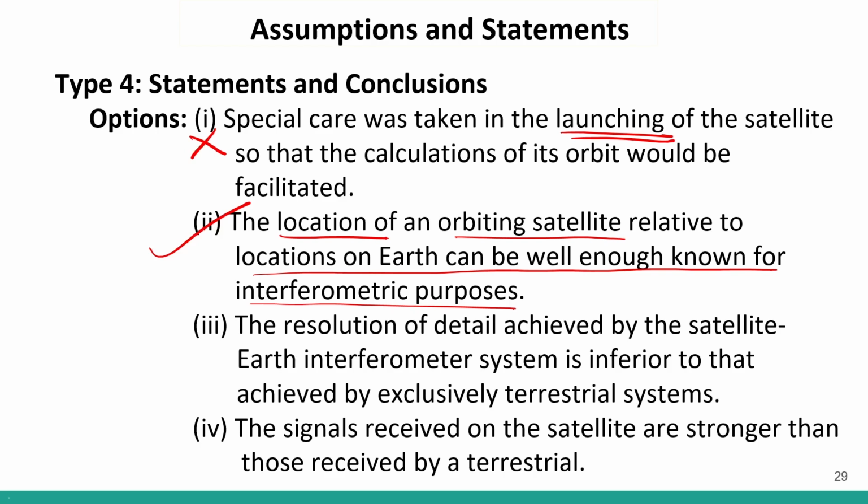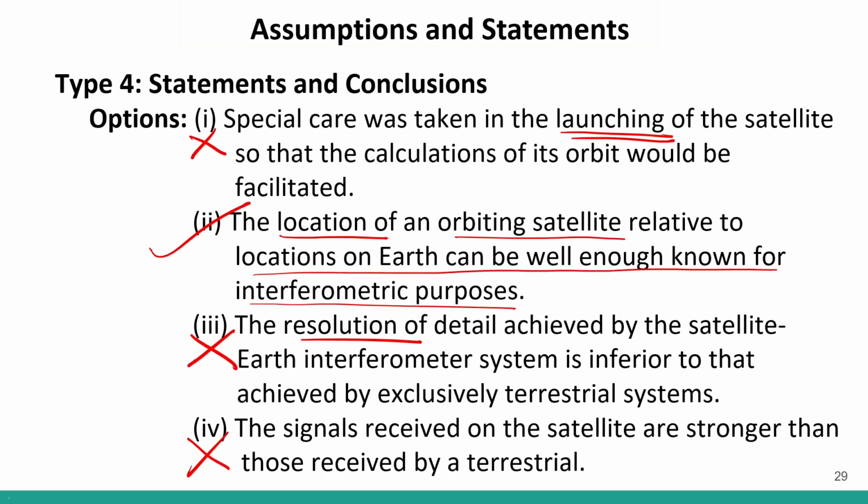Third one says the resolution of detail achieved by the satellite system is inferior. Again, we are not worried about the resolution. There is no reference to it in the statement, so this cannot be concluded. Fourth one says the signals received on the satellite are stronger than those received by a terrestrial one. Again, this is in no relation with the original statement. Therefore, option number 2 will be the only correct answer.